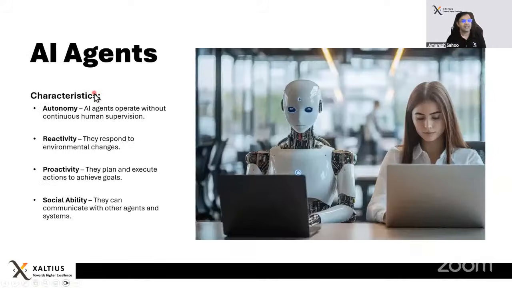If you talk about AI agents, the autonomous agents I'm talking about, they have a few characteristics, like autonomy. AI agents operate without continuous human supervision. They are reactive. They respond to environmental changes. Given a scenario, they take different actions based on it. They are proactive, and of course, they have a social ability. That's scary and interesting at the same time. Just imagine one agent talking to another agent, and based on the interaction, they take the decision. Just imagine how interesting things can be.